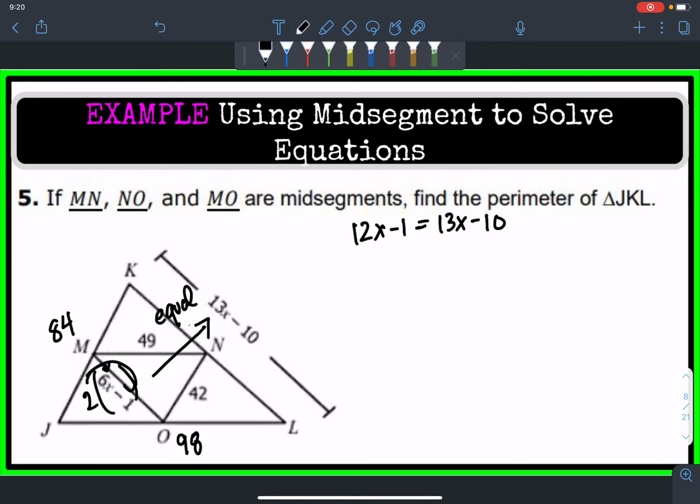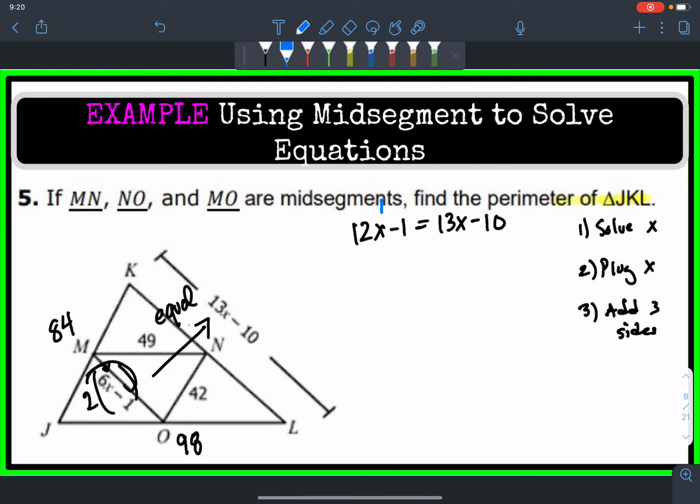So here let me write this up. What we're going to have to do in order to figure out the perimeter of this thing, now that I know that these two sides are 98 and 84, is this. First, I need to solve this equation for x. Second, I need to plug that x into this right here, into the 13x minus 10, because I need to know how long this side is. And then thirdly, I need to add again the 3 sides of the triangle, because that's how I get the perimeter. So let's start by solving this equation.